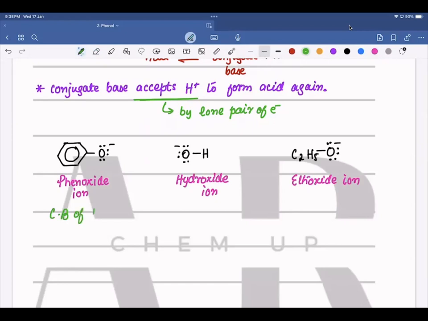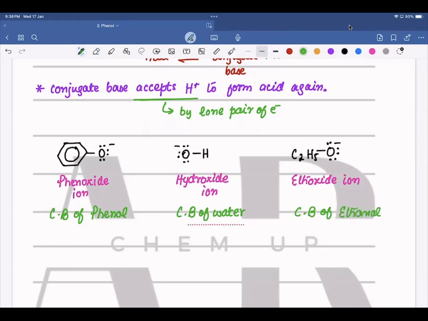So it means that phenoxide ion is less likely to accept the hydrogen ion because of the decreased availability of lone pair. Is this understandable to all of you? Yes, sir. So the hydrogen ion will stay in the solution. There will be more hydrogen ions in the solution. So that makes phenol a stronger acid as compared to water and ethanol. Is this point understandable to all of you?